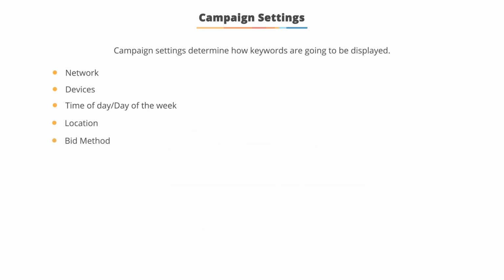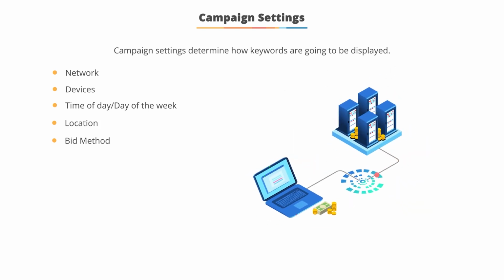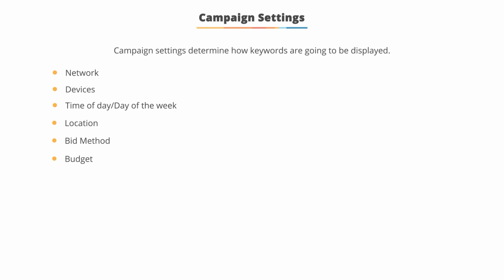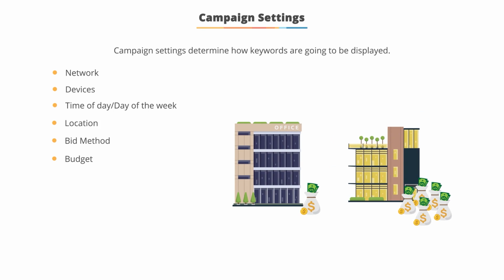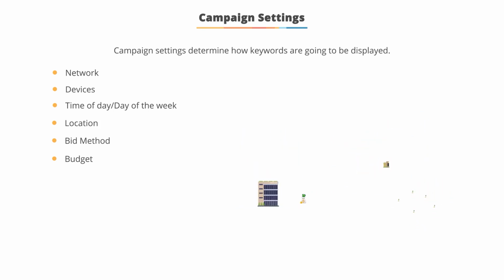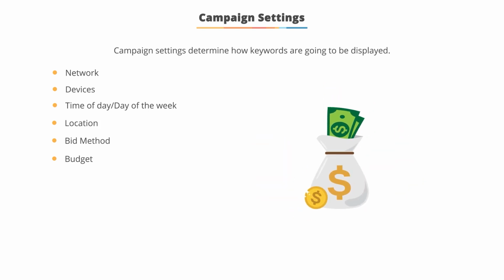Your bid method is also a campaign setting. So with bid methods at a high level, there's two types. One's manual, where you set the bid yourself, and another is automated, where you're setting a goal for the system and the system is bidding on your behalf. And then you have budget, how much you're willing to spend on a daily basis. So if you have one location and you want to spend $100 a day, and then you have another location where you want to spend $500 a day, that would be two different campaigns. So you can have different budgets for each of the campaigns.